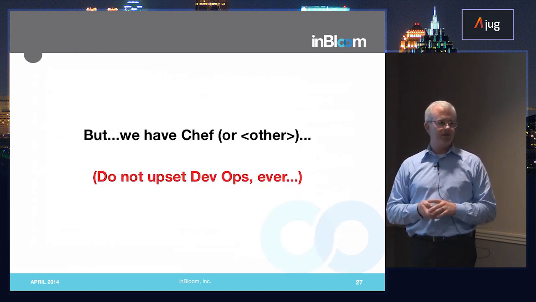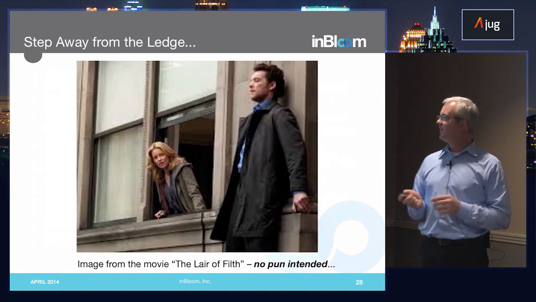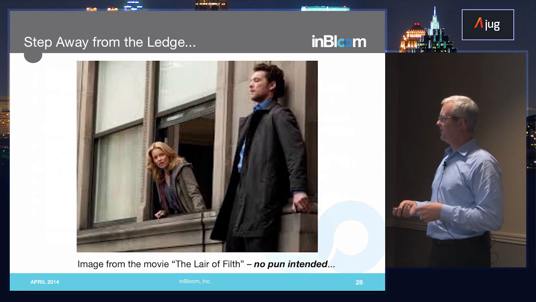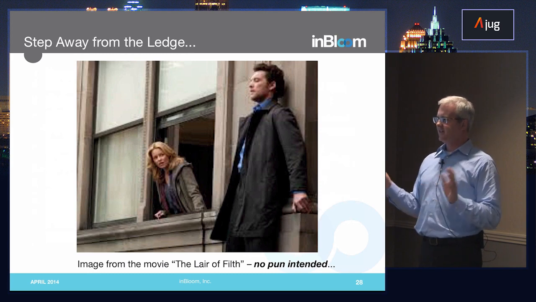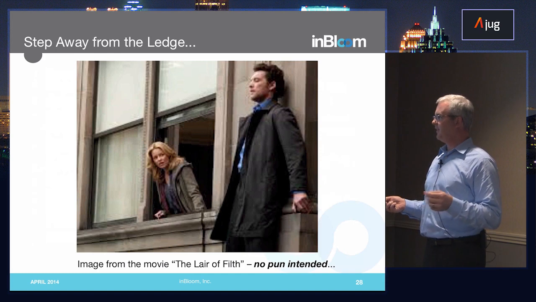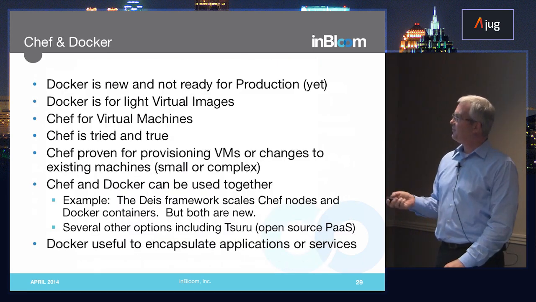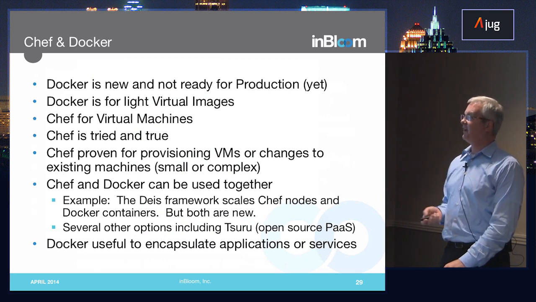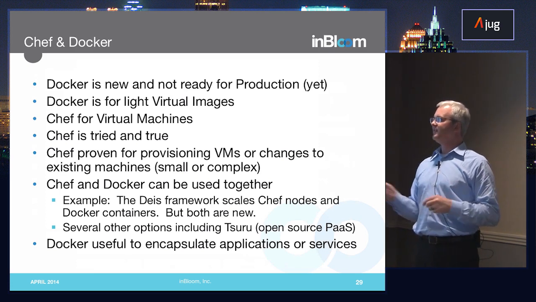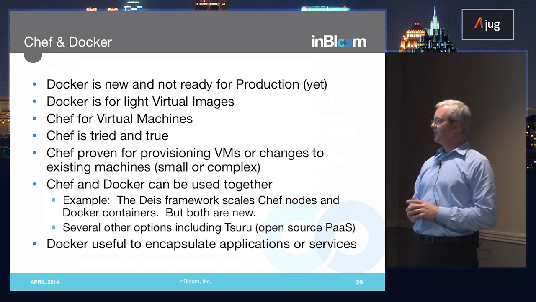So the natural question is, but we have Chef or something else, and we don't want to upset DevOps ever. So, this is a natural reaction. I had a discussion about this with somebody at work. We don't need Docker. It sounds like Chef, and it's like, no, it's not replacing it. And this is from how layer of filth, and I don't mean there's any filth involved with Chef, but Docker is new and it's not ready for production. It's a light virtual machine. Chef is tried and true. It is for VMs. They can be used together. I see them as complements.